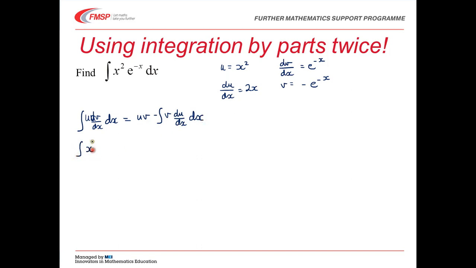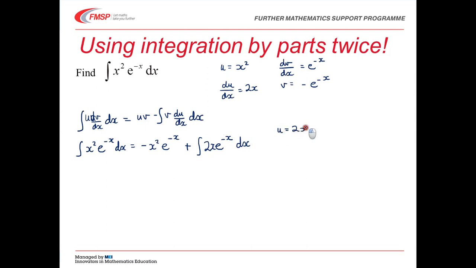So the integral of x squared e to the minus x dx is uv, so that's minus x squared e to the minus x, minus integral of v, so that's another minus e to the minus x times du by dx, 2x. Okay, well that's better, but I can't do it yet, so I'm going to apply the same thing again.